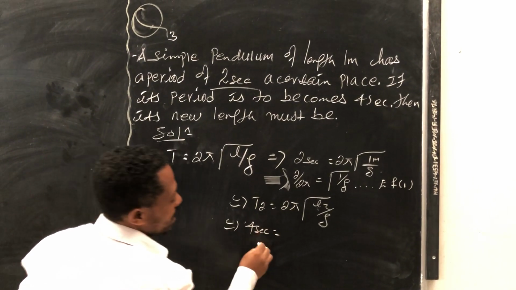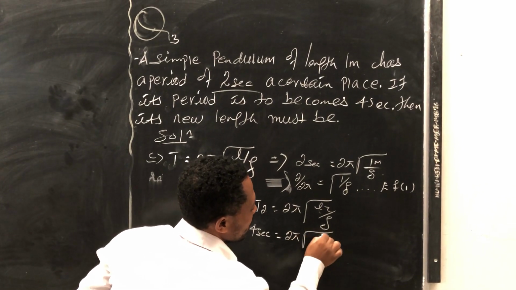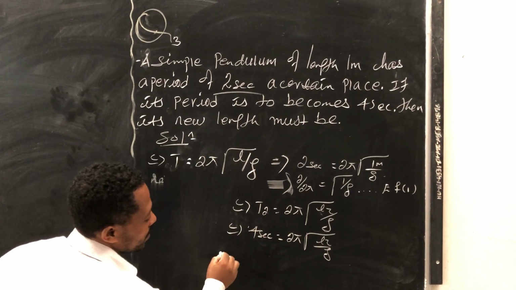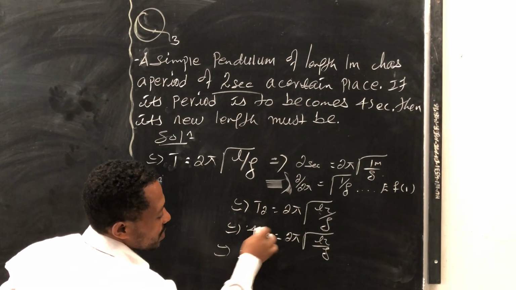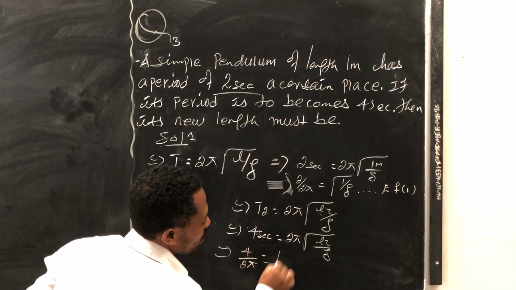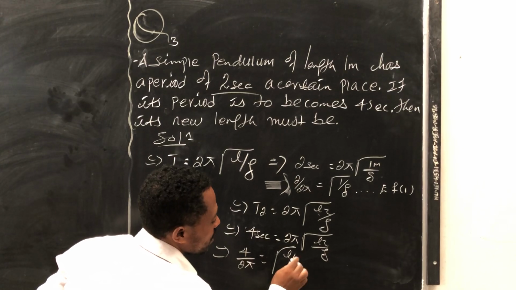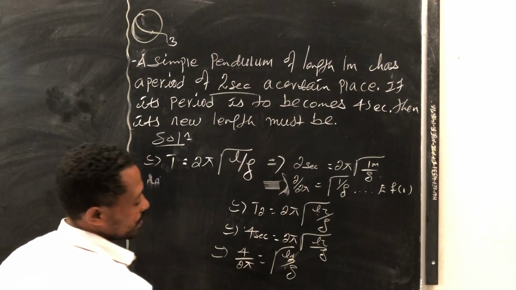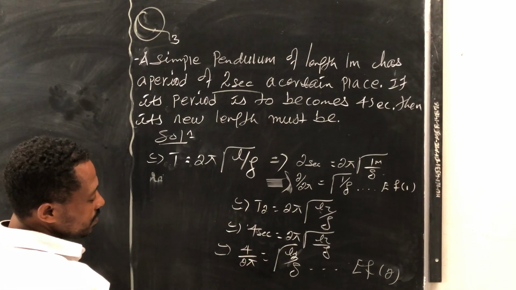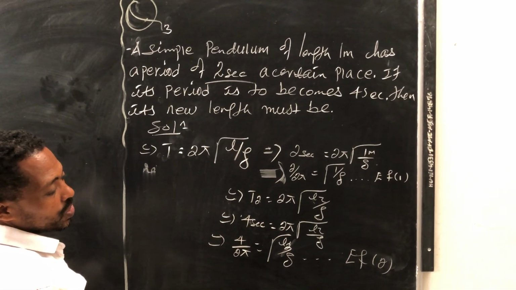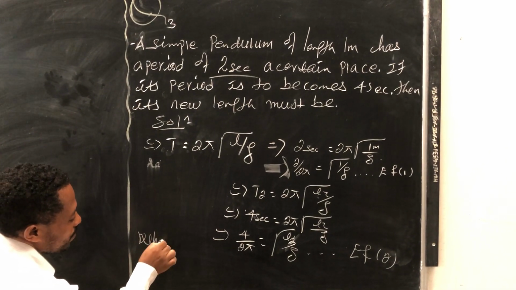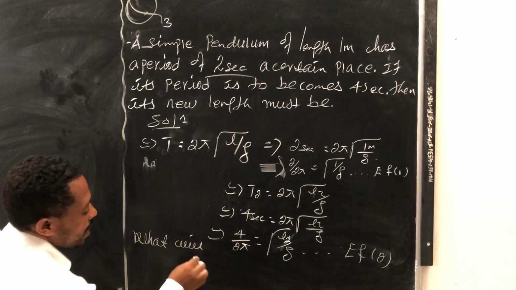And then 2 pi times the square root of L2 over G. Just divide as usual by 2 pi. This becomes 4 over 2 pi, ignoring the unit for the time being, which is equal to the square root of L2 over G. Let this be equation 2. And then, what will happen if we divide equation 1 by equation 2? What will happen?